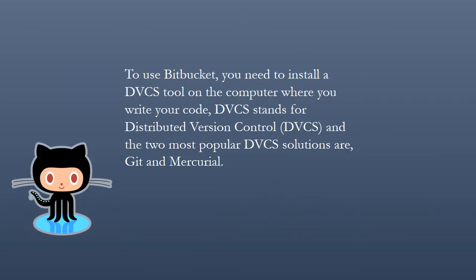Now we will download the DVCS Git on your computer. To use Bitbucket, you need to install a DVCS tool on the computer where you write code. DVCS stands for Distributed Version Control, and the two most popular DVCS solutions are Git and Mercurial. Both Git and Mercurial are small programs that act as a go-between for your computer and the repositories on Bitbucket. You will import source code saved on your machine to either Git or Mercurial, and then push it to an online repository you will create that is hosted on Bitbucket.